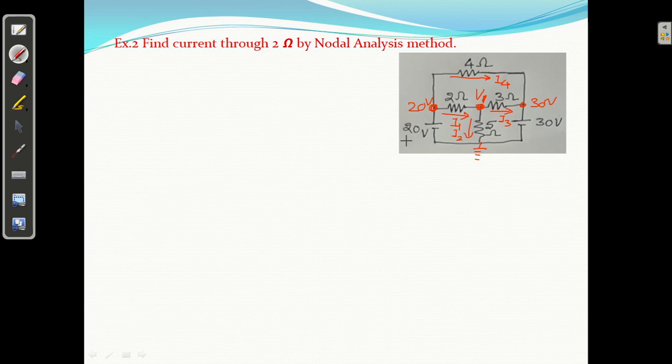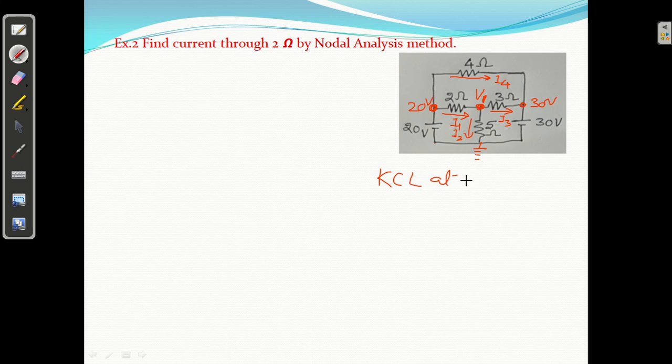Now we will write the KCL. कहाँ लिखेंगे KCL at this node? No. Why? यहाँ का वोल्टेज, इस नोड का वोल्टेज मालूम है 20. No need to. What is the purpose of writing the KCL? The purpose of writing the KCL is to find the node voltage. It is already known. यहाँ का already मालूम है, यहाँ का नहीं मालूम.